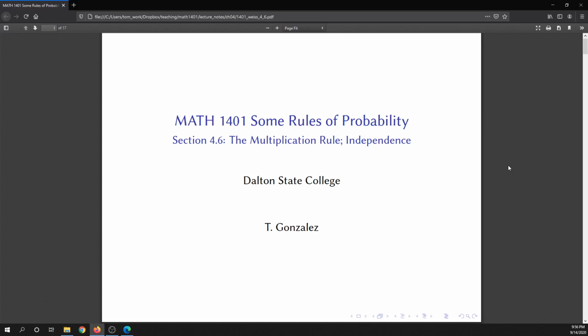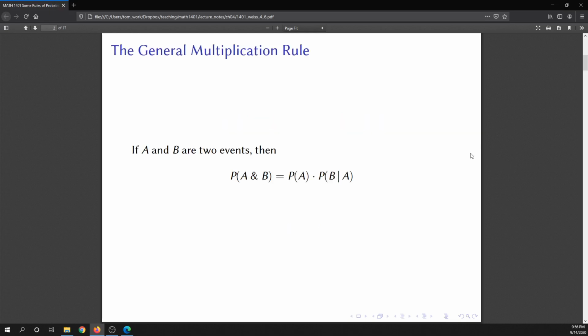All right, in this video, we are going to talk about the multiplication rule and the concept of independence. First off, we are going to start with the general multiplication rule. The general multiplication rule tells you how to find the probability of the and of two events. So if A and B are two events, then the probability of A and B is equal to the probability of A times the probability that B occurs given that A has occurred.